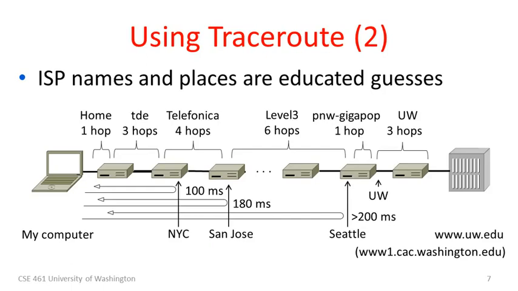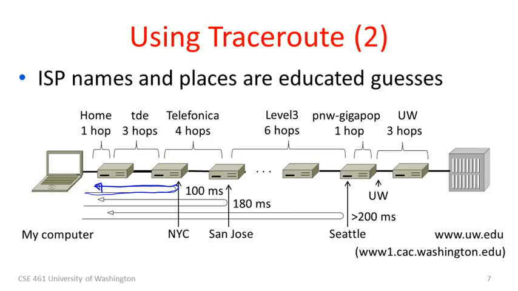As we went along the path, I've divided it into several rough segments. First of all, there was about one hop within my home, I'm guessing. Then there were 3 hops through some network called TDE. I don't know what that is for sure, although I'm pretty sure it is some kind of Telefonica access network. And by the time we got to the other side of the Telefonica access network, you could see here the latency, the round trip latency, the time delay was up to about 100 milliseconds. So that network took us a little bit further away.